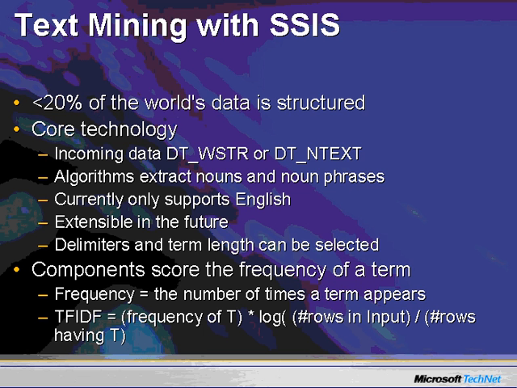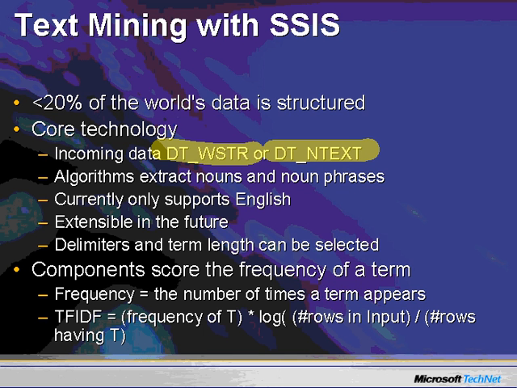So what can we do with Integration Services to help get into that unstructured data and find structure in there? Well, the first thing to say is that our incoming data, the data that we look at in our components, has to be in one of these data types: either DT_WSTR, which is of course the Unicode type, or alternatively as an DT_NTEXT column. Now you shouldn't worry too much about that, because even if your data isn't Unicode, you can still convert it to Unicode in the Integration Services flow.